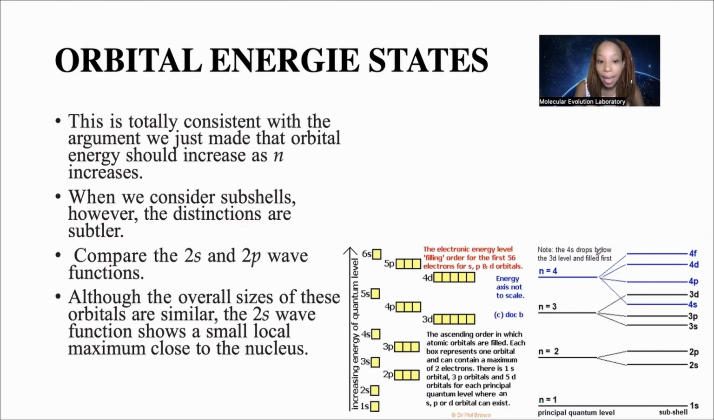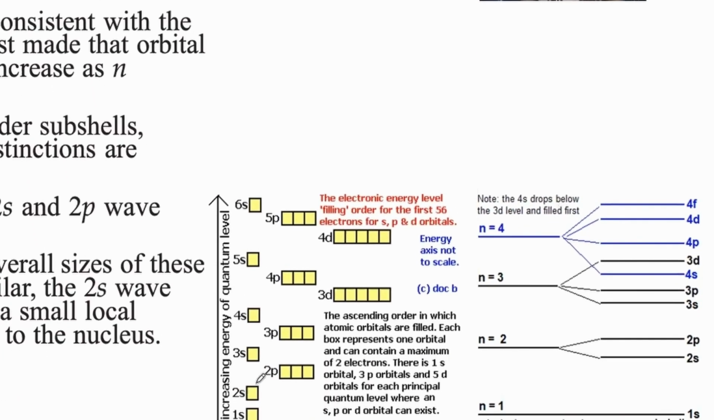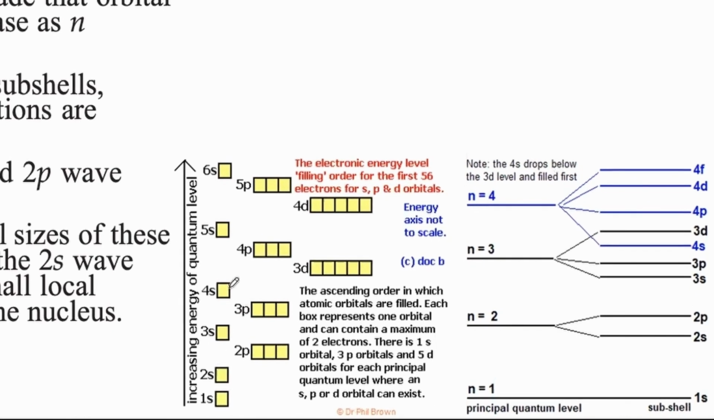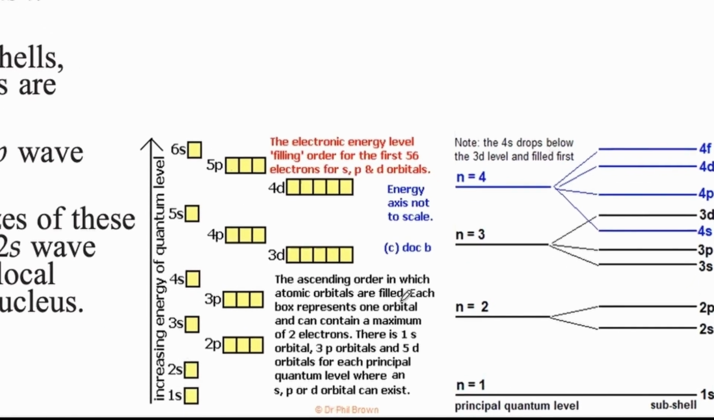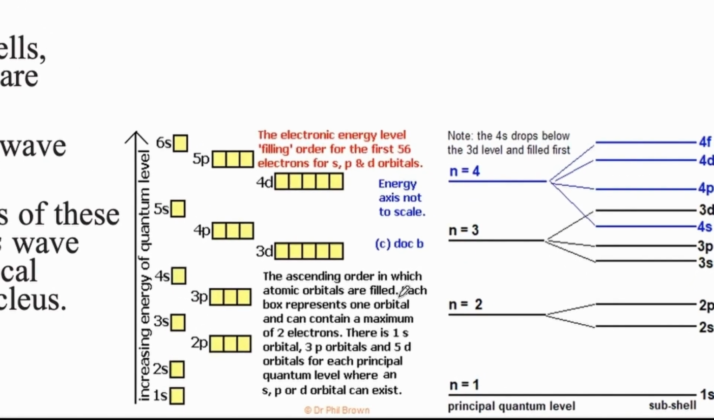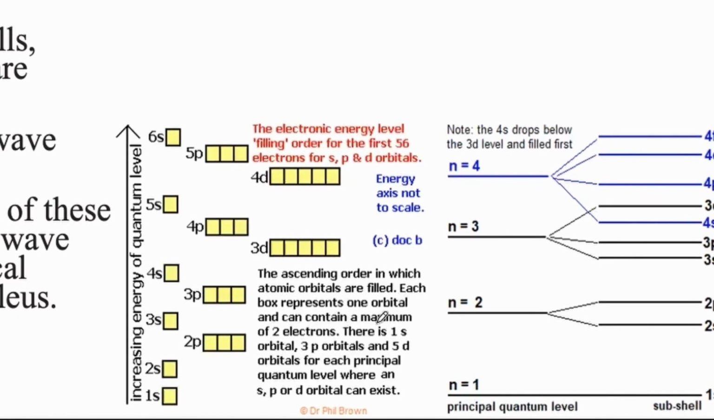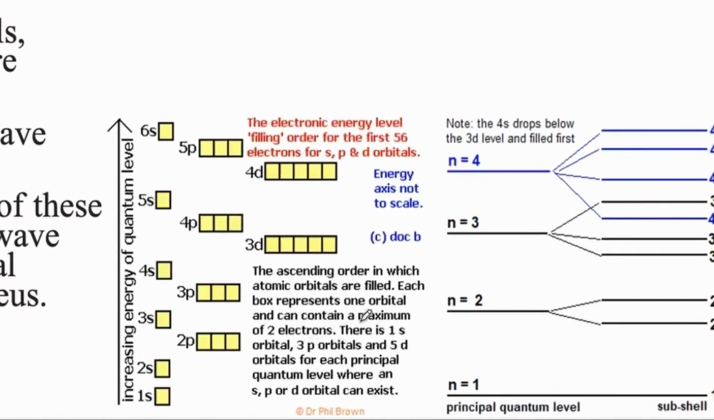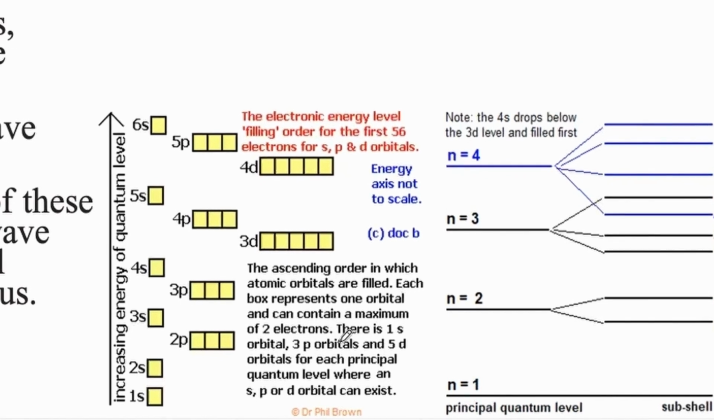Compare the 2s and 2p wave functions. Although the overall size of these orbitals is similar, the 2s wave function shows a small local maximum close to the nucleus. So this shows the actual increase in each energy level and also the ascending order in which the orbitals are filled. Each box represents one orbital and can contain a maximum of 2 electrons.